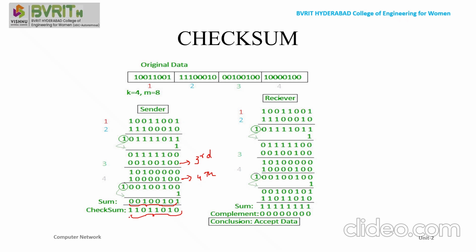At the receiver, the same operation is performed. The original data units 1 and 2 are added, and whatever carry we get, we add that carry once again. This is the third data unit, and this is the fourth data unit, and whatever carry we get, we add that. And here you observe, this is the checksum.